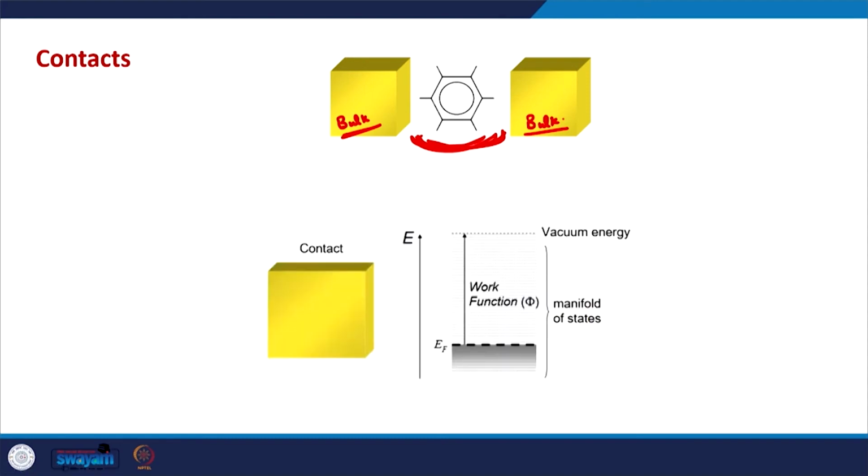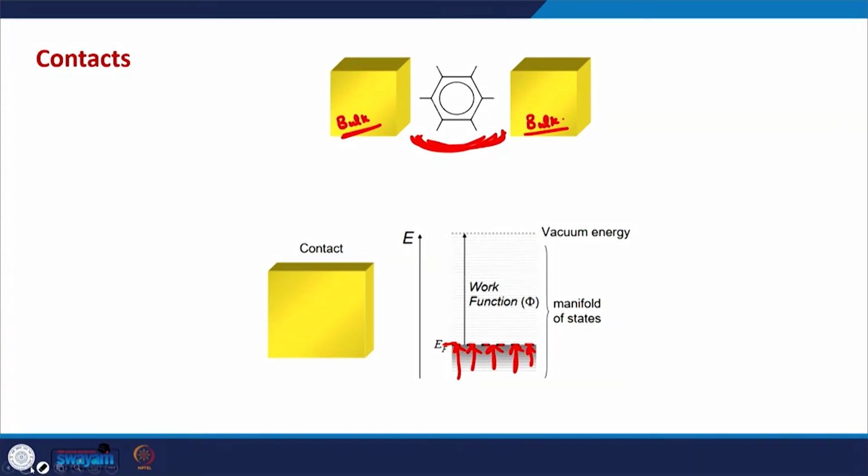So, how does a contact look like? A metal has a Fermi level EF, and generally what we assume is that all the energy levels up to this Fermi level are occupied, which means that metal has a lot of electrons and all the energy levels up to this level are filled. So, electrons are there in surplus up to this energy level. Metal has additional electronic states as well, even above the Fermi level, but those are empty states. So, these states above the Fermi level are empty.